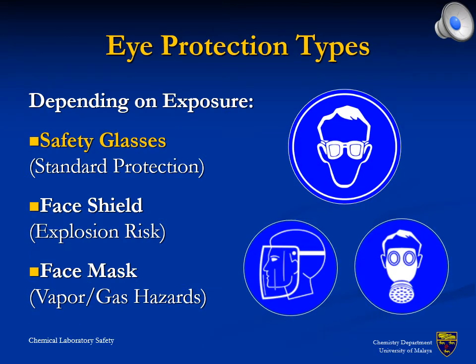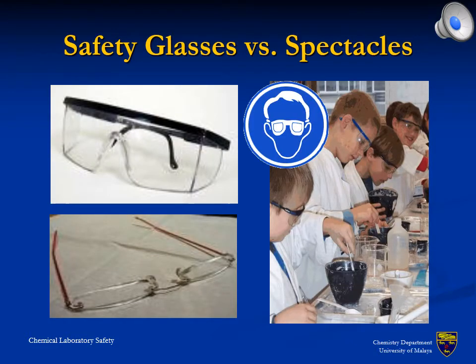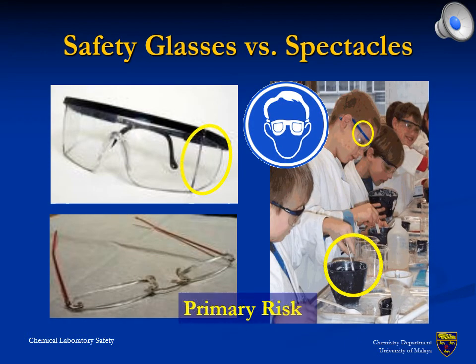The lowest level of protection are safety glasses. Entering a chemical laboratory without safety glasses cannot be accepted at any time. The purpose of entering the lab is hereby entirely irrelevant. Safety glasses cannot be replaced with spectacles.